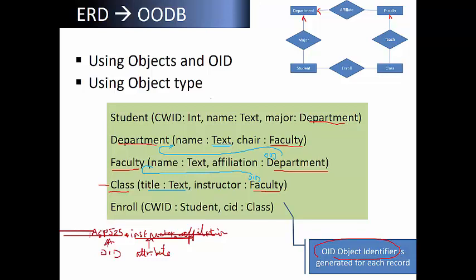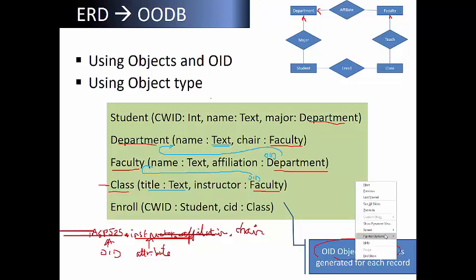So that we have an affiliation here. But the type of affiliation is the departmental OID, right? Since the faculty's affiliation is a department, and the department has the chair information, the faculty has his or her own chair information through affiliation. So we have affiliation here. Through affiliation, we know chair.